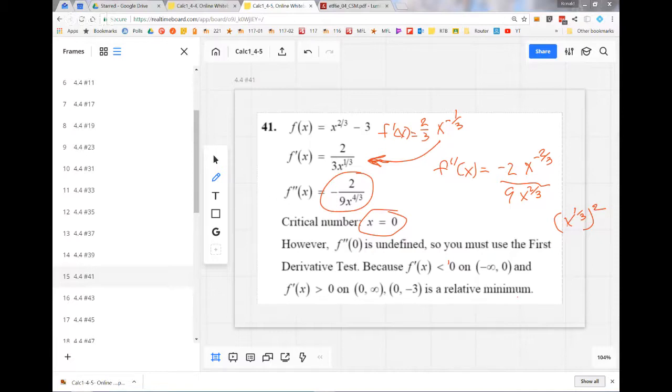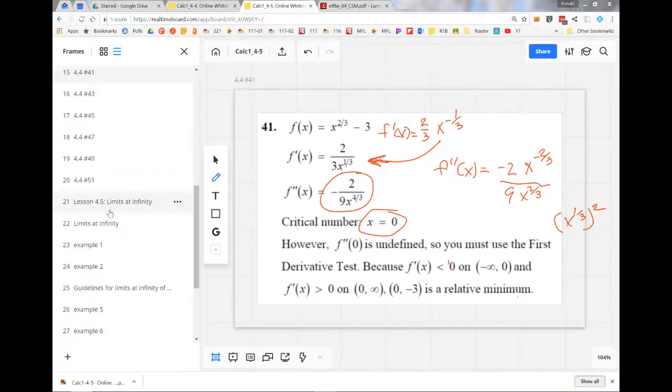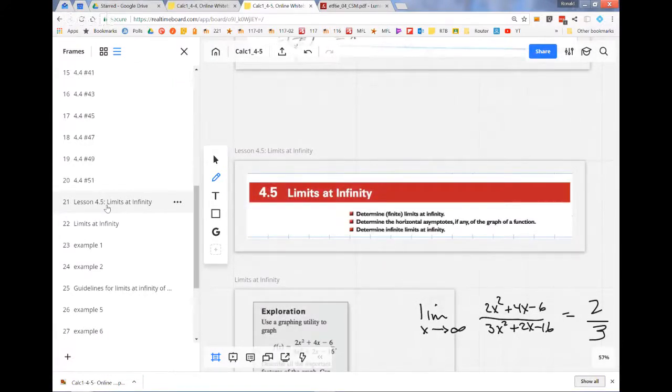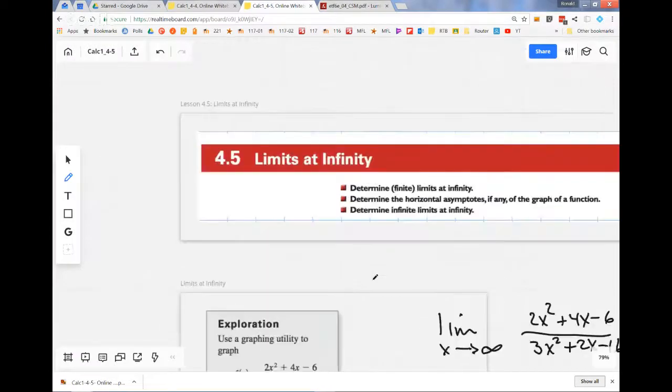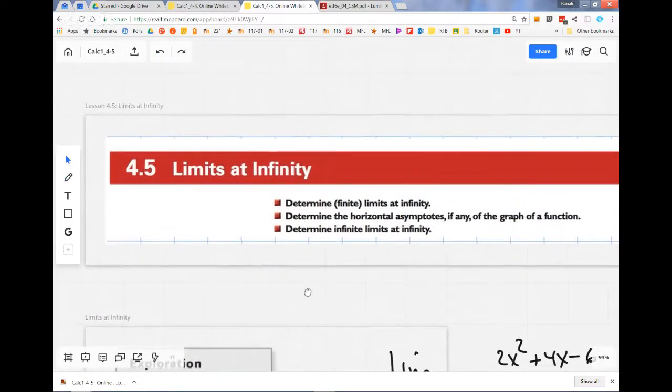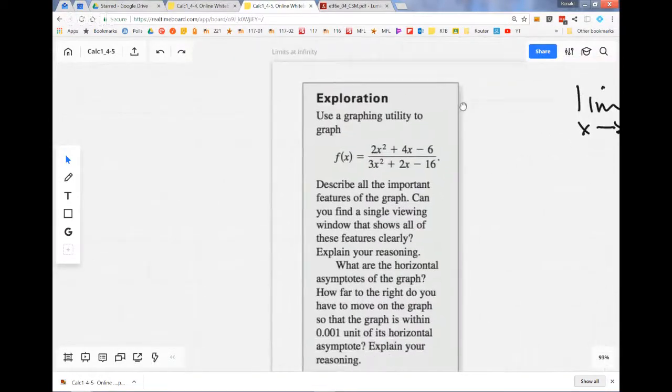All right, let's get going in lesson 4.5. Limits at infinity is the topic. So what they mean by that is if you take limits as x approaches infinity. I know we haven't done a limit in a long time, but there's a really interesting short way to do these when it comes to algebraic fractions. So an example of that is this one right here.